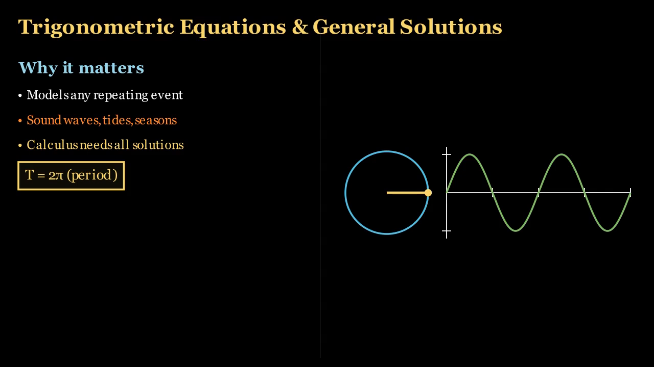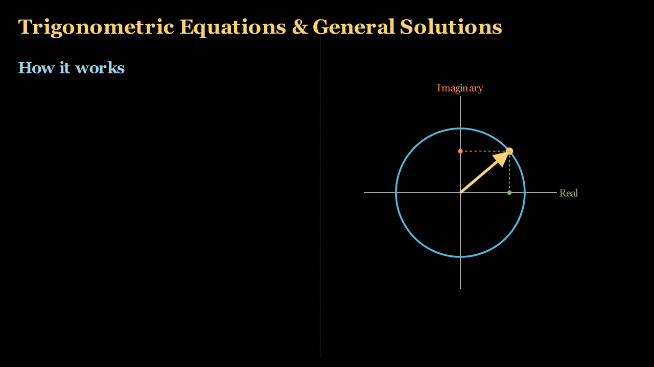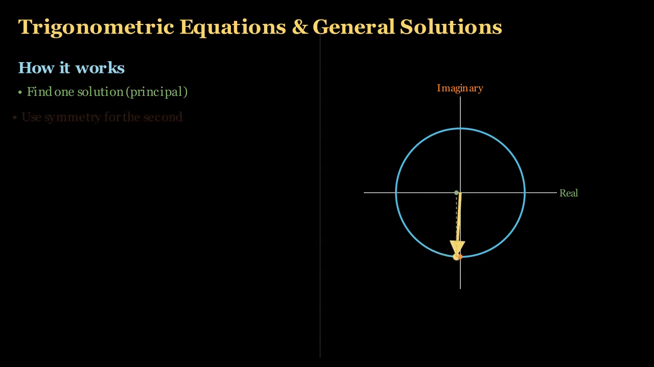Here's the step-by-step method. First, we isolate the trig function, like sine x equals a half. Then we find the principal angle, the one our calculator or the unit circle gives us. For sine of x equals a half, the principal value is pi over 6, or 30 degrees. But look at the unit circle, sine is the height, and there's another angle with the same height on the other side of the circle, which is pi minus pi over 6, or 5 pi over 6.